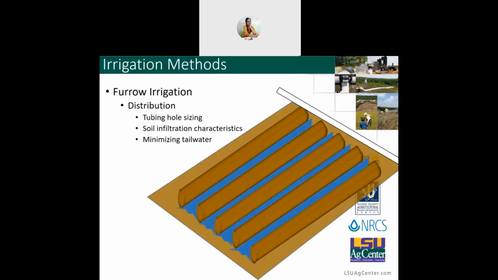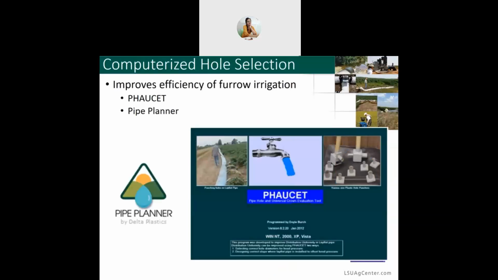And so we want to minimize as much tailwater as possible by cutting off the well when it is appropriate. When selecting the hole sizes, you want to maintain the proper hydraulics through the white poly tube, so that you don't have pipe blowing up or not completely filling up. And you want to evenly apply that water across the field so that you don't have portions that are underwatered while other portions are overwatered and having tailwater run off.